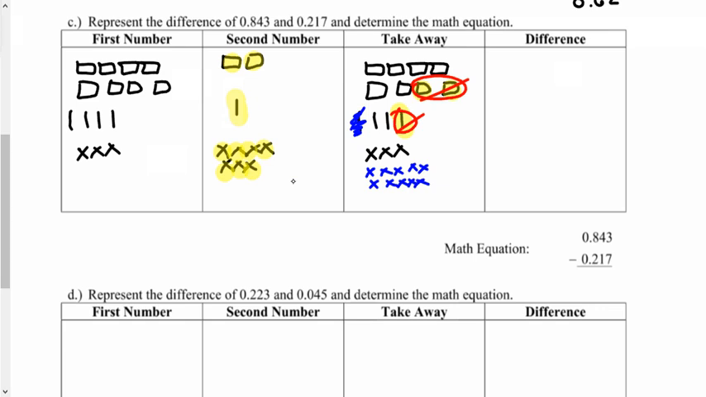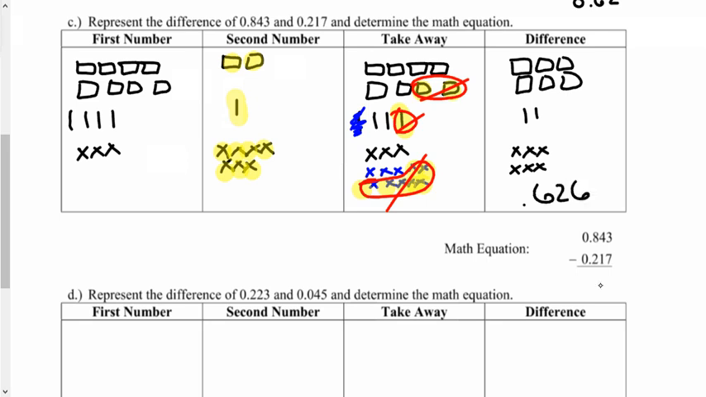Now I can take away 7 of the units. 1, 2, 3, 4, 5, 6, 7. There. I can get rid of those. And then what I have left is I've got 6 of these flats, I've got 2 of the rods, and I've got 6 of these units left over. There we go. So that's going to be 0.626 will be our answer for that.